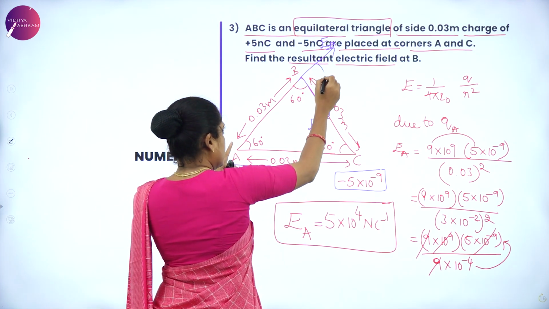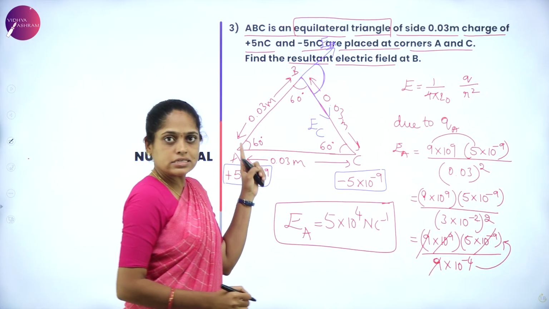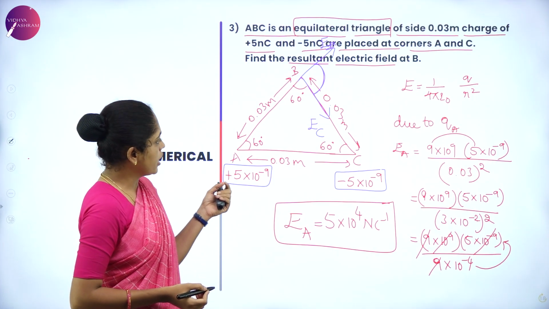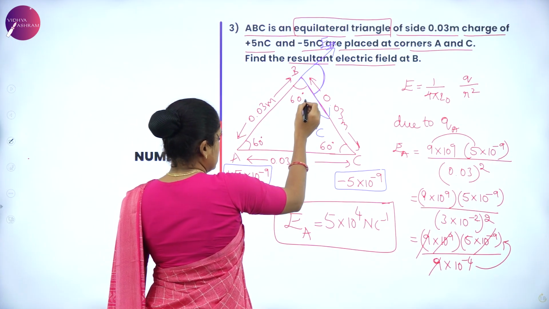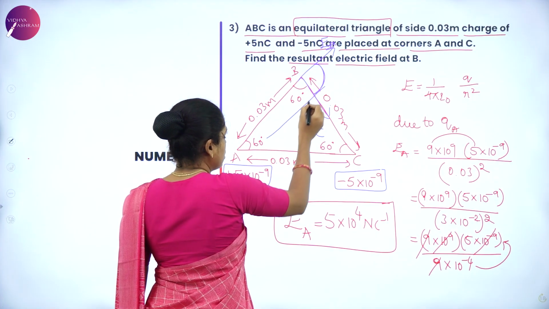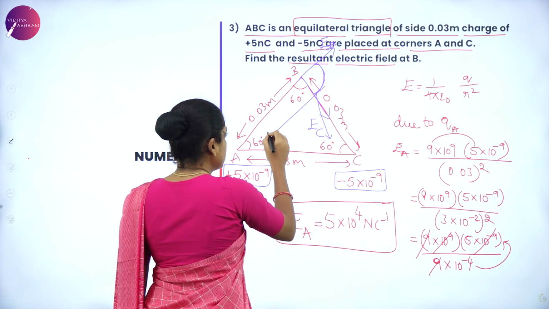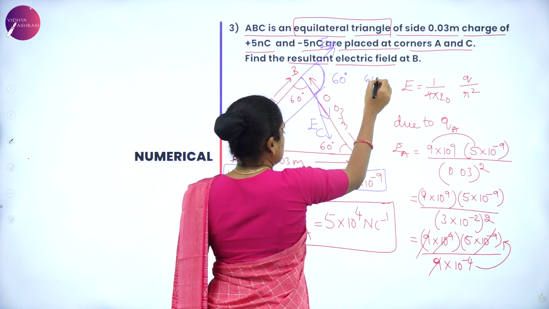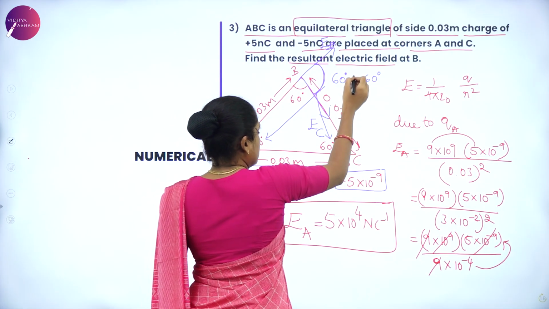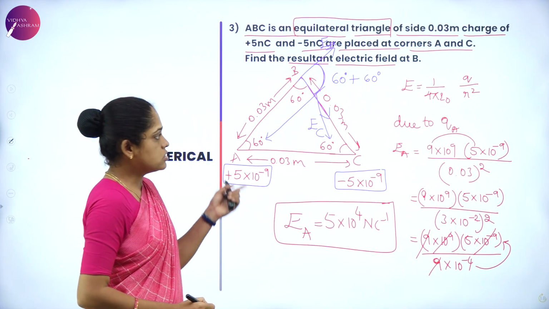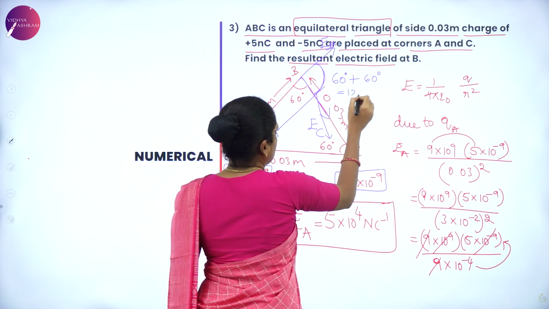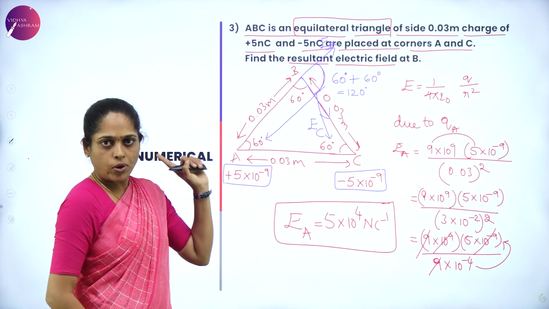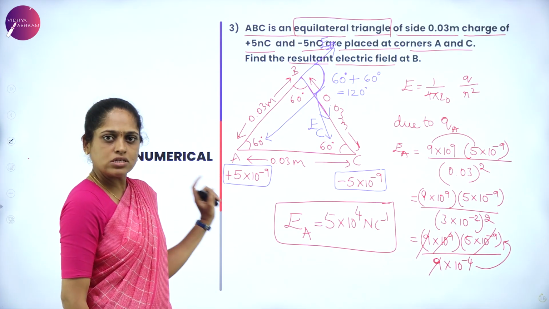Observe the angle. This angle is an exterior angle of this triangle. What is the formula to find the exterior angle? The exterior angle is equal to the sum of the opposite interior angles. So here the opposite angles are 60 degree and 60 degree. Their sum I need to consider. 60 plus 60 is equal to 120 degree. So what is the angle between EA and EC? It is 120 degree, which is an exterior angle of this triangle.